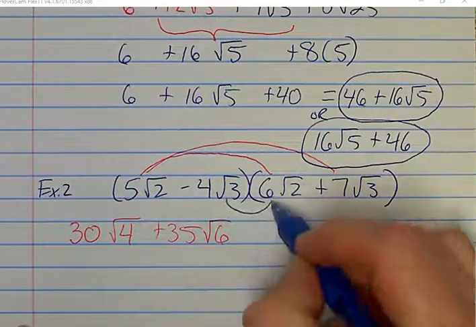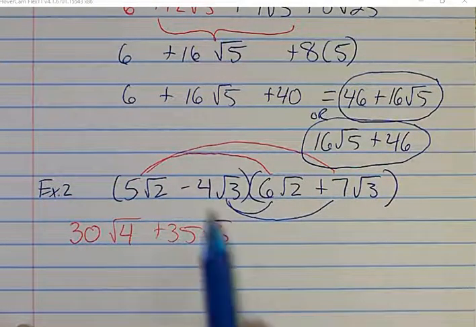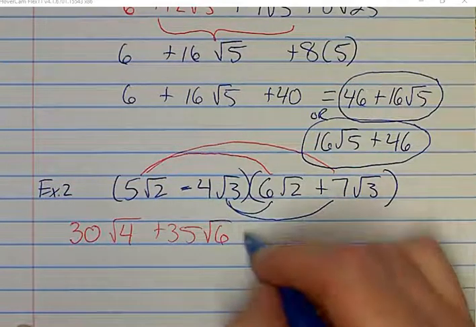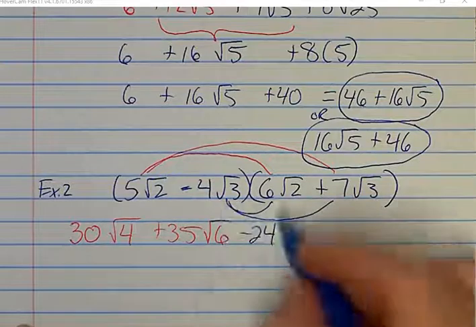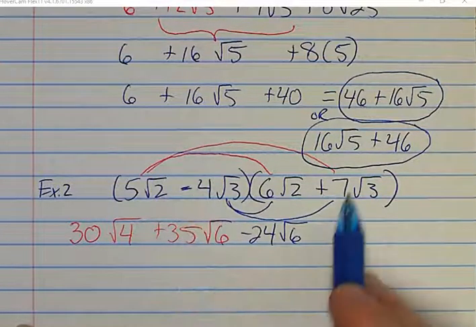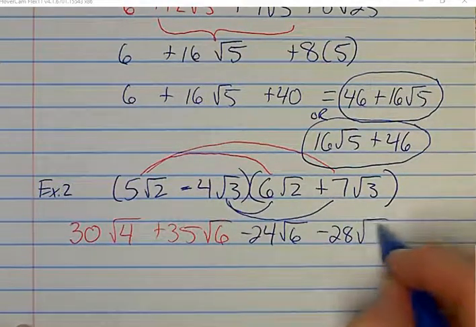And then finish it up, we've got to do the 4 square root of 3 times both of these. Now, don't forget that is negative with that 4, so it's negative 4 times 6 for a negative 24. 3 times 2 for 6. Negative 4 times 7 for a negative 28. And then 3 times 3, 4, square root of 9.